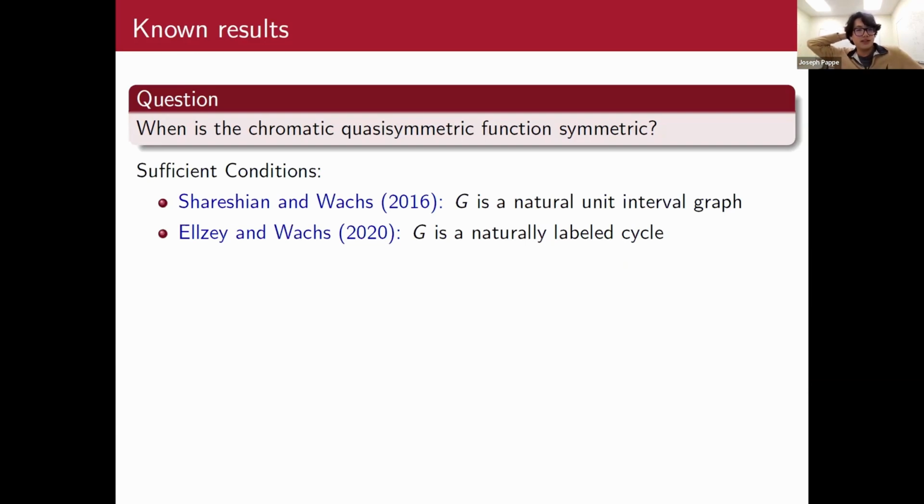So what are some known results in the literature about when this is symmetric? Well, we already saw two sufficient conditions, which is that our graph is a natural unit interval graph, or our graph is a naturally labeled cycle.